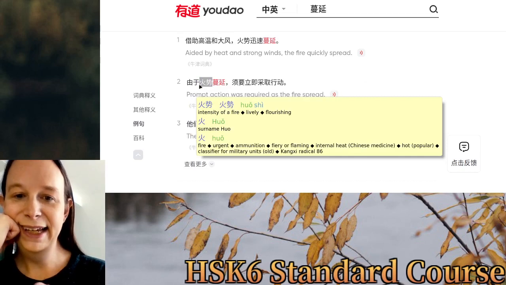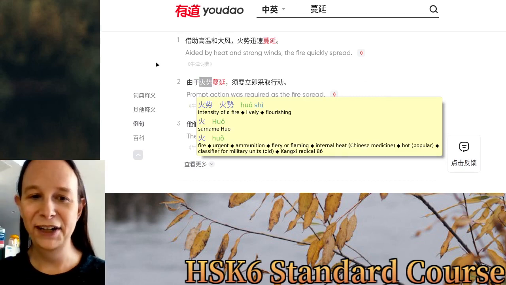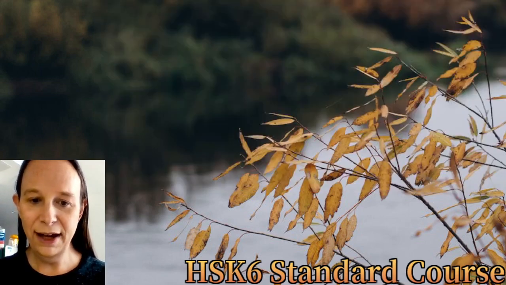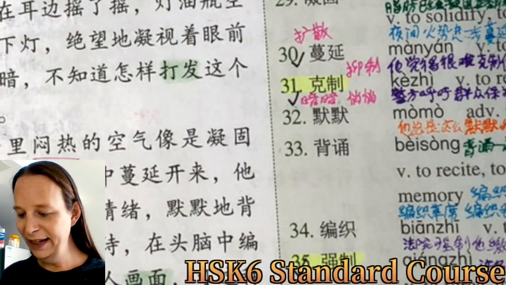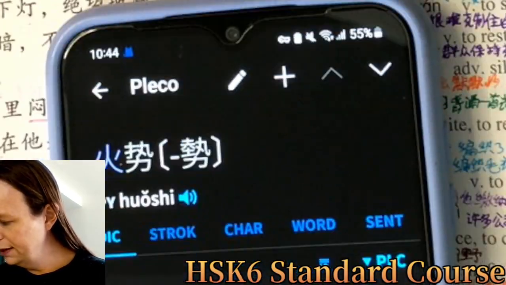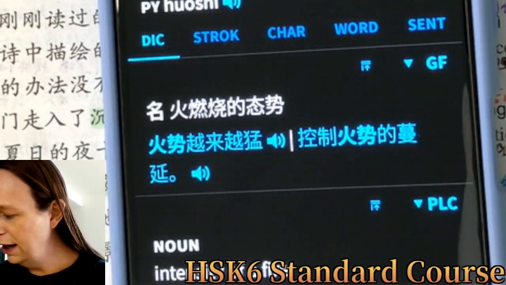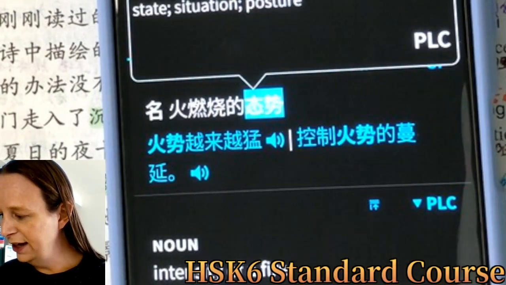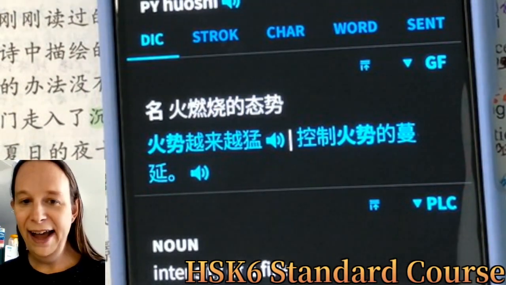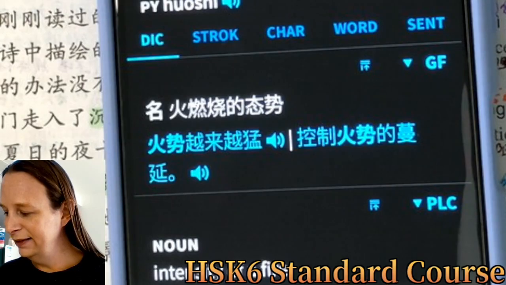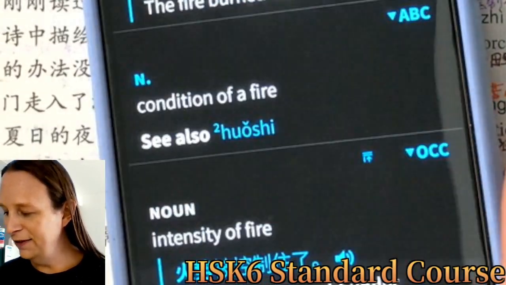All right, so obviously this dictionary does not contain whatever definition 火势 is here. 火势蔓延. So let's look up 火势 in Pleco, because that English dictionary doesn't seem complete. 火势. Here, 火燃烧的态势. All right, so it is a noun. 态势, the state of the fires burning. 火势越来越猛. All right, intensity of a fire, condition of a fire.